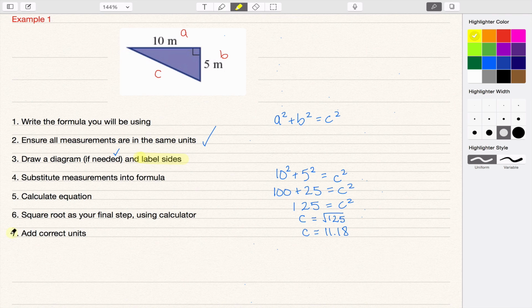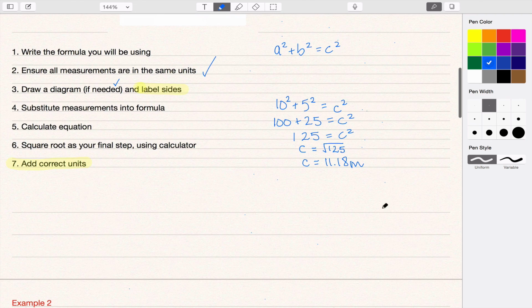Final step 7 down here, add correct units. Biggest number of marks are lost here with people forgetting to do this at the end. Lots of people leave it like this, forget to add the units. They're easy marks, don't lose them. We've got meters, so this is going to be in meters as well. And there's your final answer.